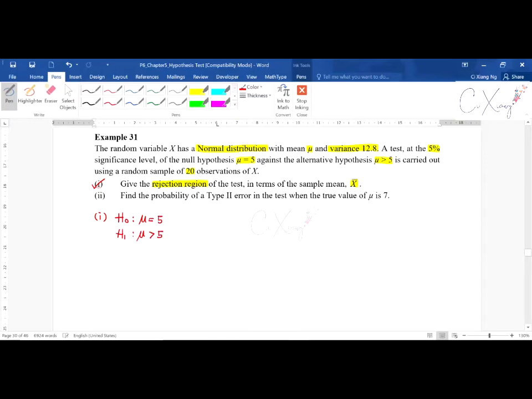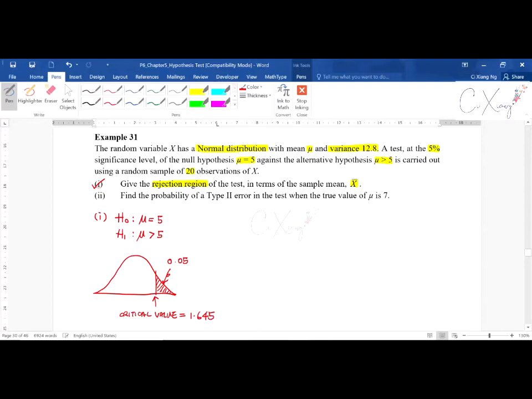Now usually when I want to find the rejection region, I will use the graph again. This is a normal curve, normal distribution, therefore I will draw a curve again. According to the null and alternative hypothesis, I know that the rejection region is here. This area is 0.05, and this is your critical value. What is the critical value? You have to find it from the table. If you find the critical value, you realize that it is 1.645.